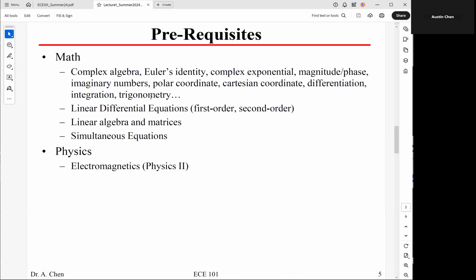Here are some prerequisite topics that you're expected to know for this course. In particular, in two of the lectures, we will be using differential equations, both first order and second order, quite extensively to analyze the circuits in the time domain. We'll also be using complex algebra, imaginary number, polar, and Cartesian when we analyze circuits in the frequency domain. And that will be the topic following the time domain analysis.